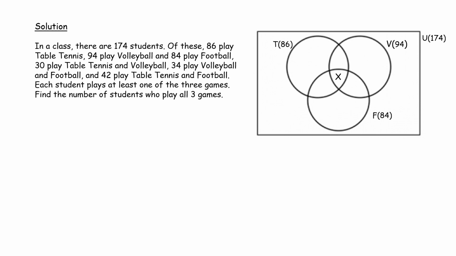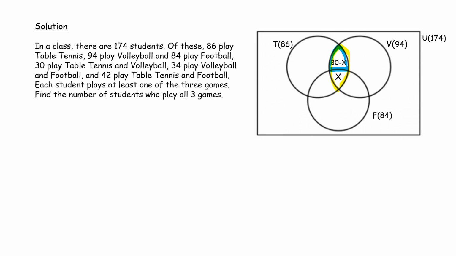Now in the question, we're told that 30 students play table tennis and volleyball. So that region 30 here is going to be this area which I'm shading in yellow. 30 students play table tennis and volleyball. So if 30 students play table tennis and volleyball, and we want to know the region here, which is shaded in blue, that's going to give us 30 minus X.